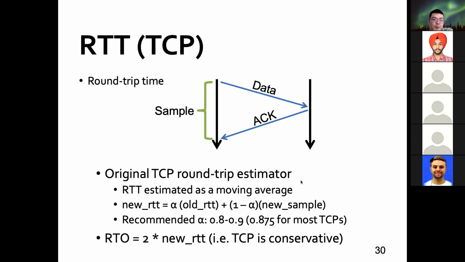Maybe I will ask you a question: if a new sample is super long, let's say 1 second, while usually the round trip time is maybe 10 milliseconds, will the timeout threshold be suddenly boosted to 1 second or even 2 seconds? The answer is no, because we have a smoothing effect. So keep that in mind.